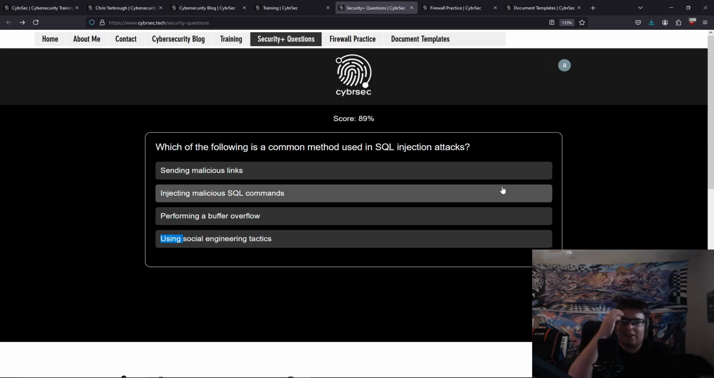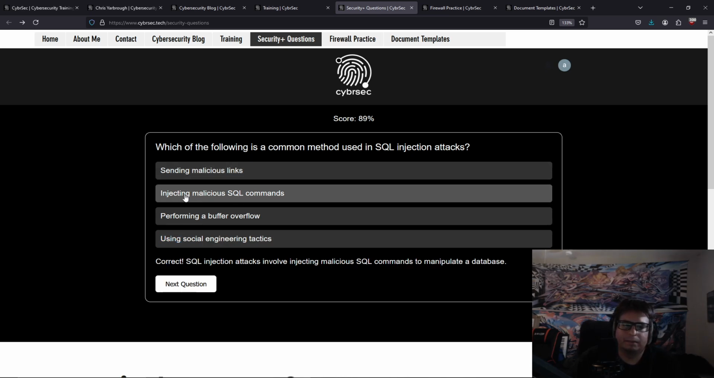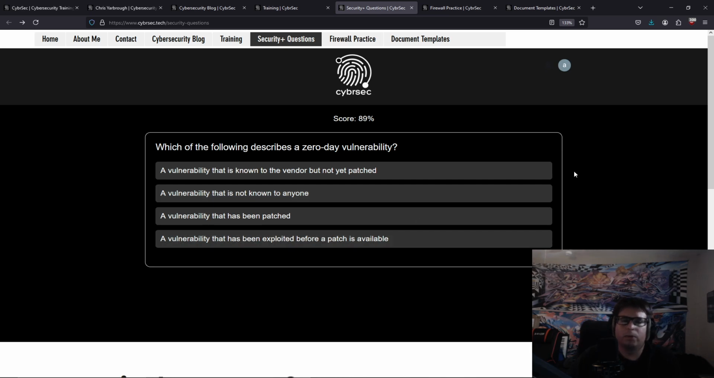Which of the following is a common method used in SQL injection attacks? Injecting SQL. Correct. Which of the following describes a zero-day vulnerability? I think we answered this one before. And it was this answer. So now it's repeating questions.